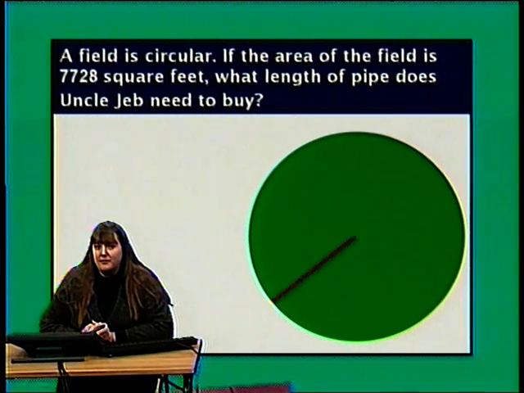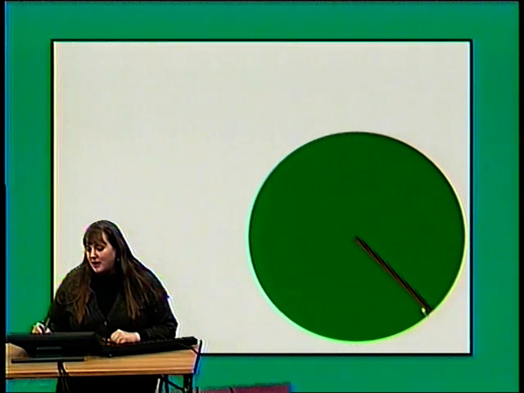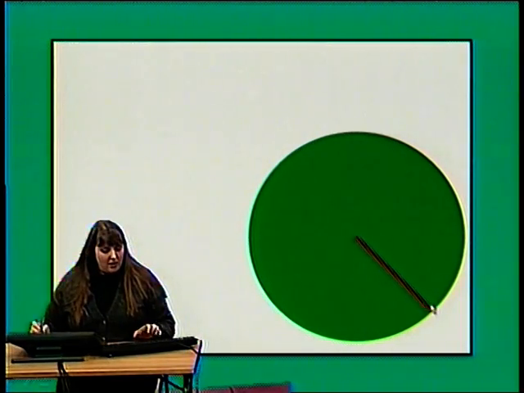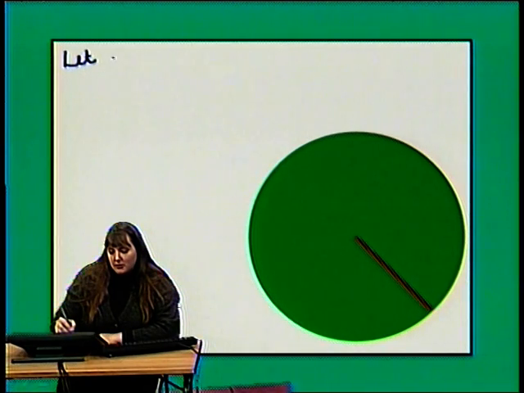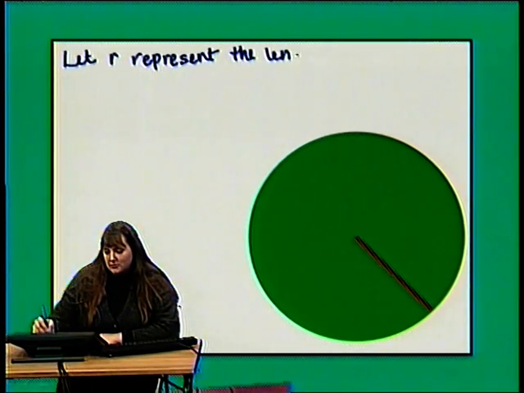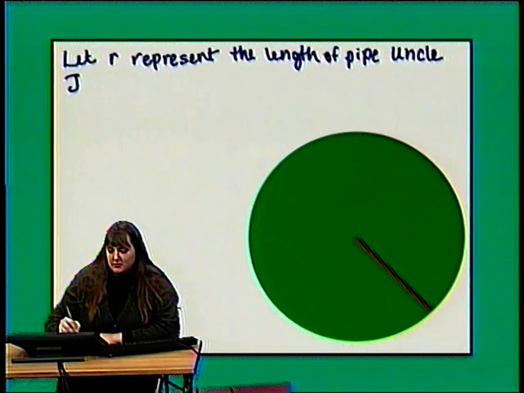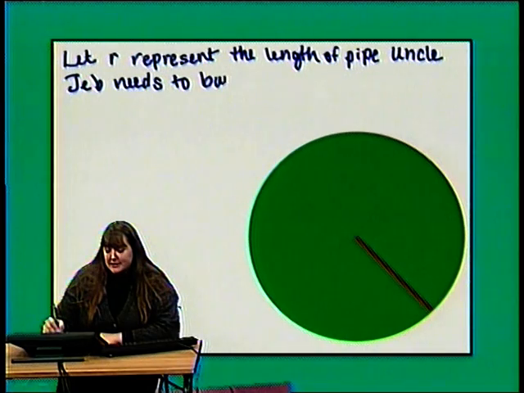We know that the area of the field is 7,728 square feet. We want to figure out what length of pipe Uncle Jeb needs to buy. So we're interested in what is the length of this pipe. So let's go ahead and define R as the length of pipe Uncle Jeb needs to buy. And we're measuring this in feet.